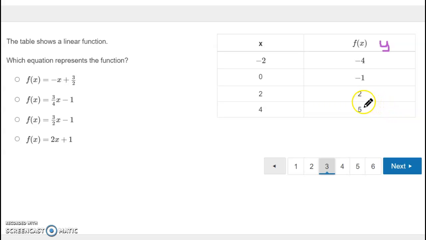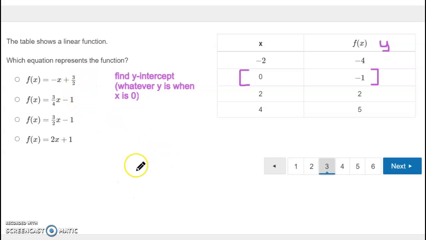And so I would recommend first seeing if you can find what the y-intercept is supposed to be. And remember, the y-intercept is whatever your y value is when x is 0. And so just added that to the screen there. Whatever y is when x is 0 is going to be your y-intercept. So that's going to be this point right here at -1 being our y-intercept. And so I can already see from my options here that only one of them has a y-intercept at -1. Remember, we're going to write an equation, f of x equals mx plus b, and your b value is your y-intercept at -1.